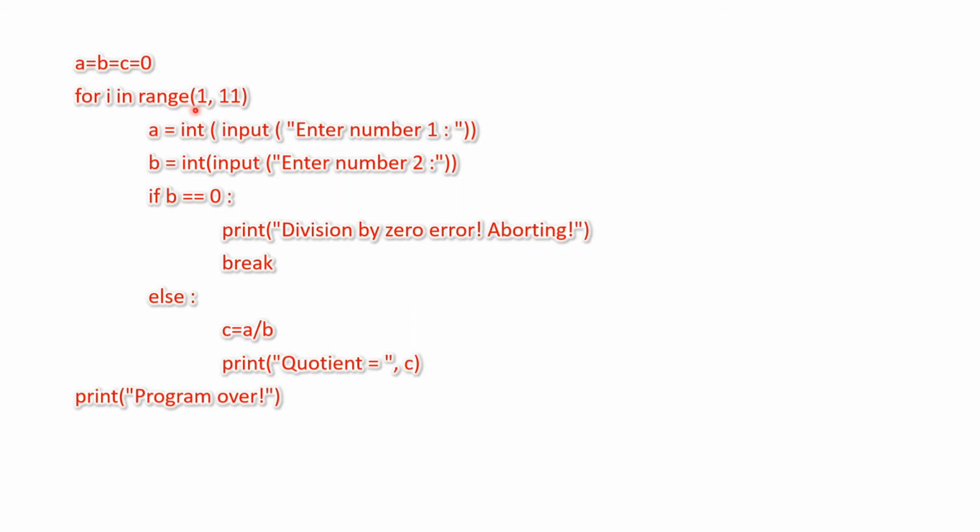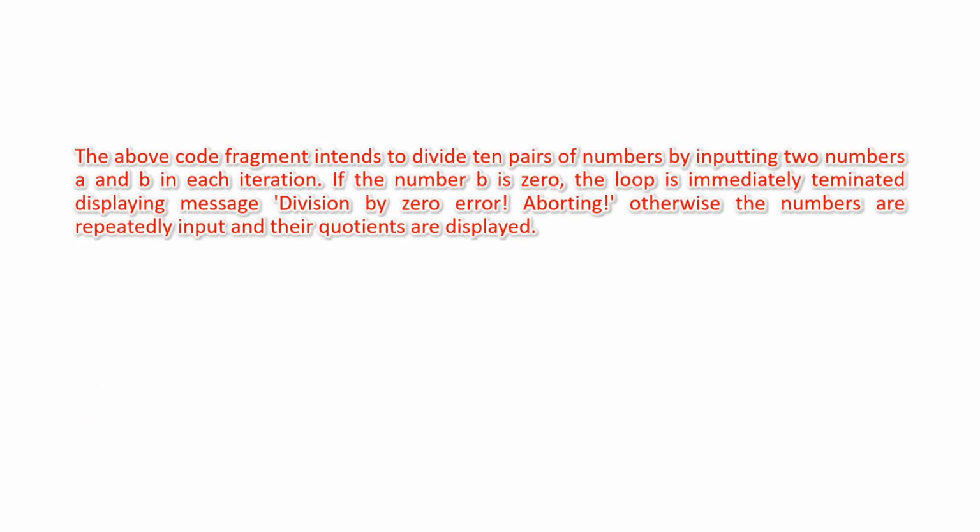So for 10 different numbers it will ask to enter two numbers a and b, and it will test whether b is 0 or not. If b becomes 0, then in that case it will print this message, and after that control will come to the end of the for loop, that is print program over.